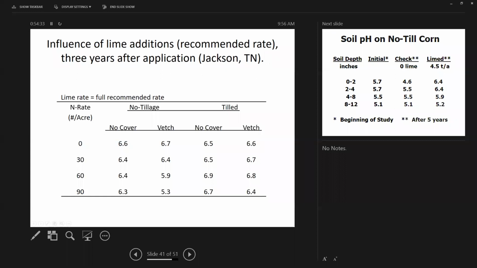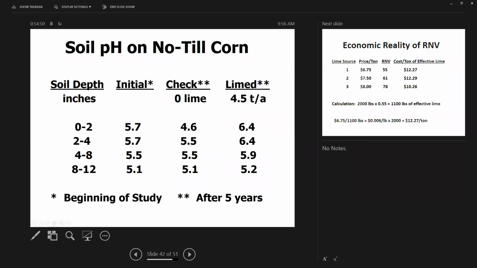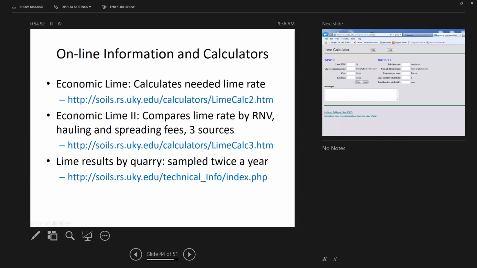Now here's our full rate. Again, a little bit better in the tilled, but we got down pretty low. This pH right here of 5.3, that was a 4.5 or a 4.7. It was really low. We shouldn't have let it get down that low. Hopefully most producers won't. We'll switch over and finish up.